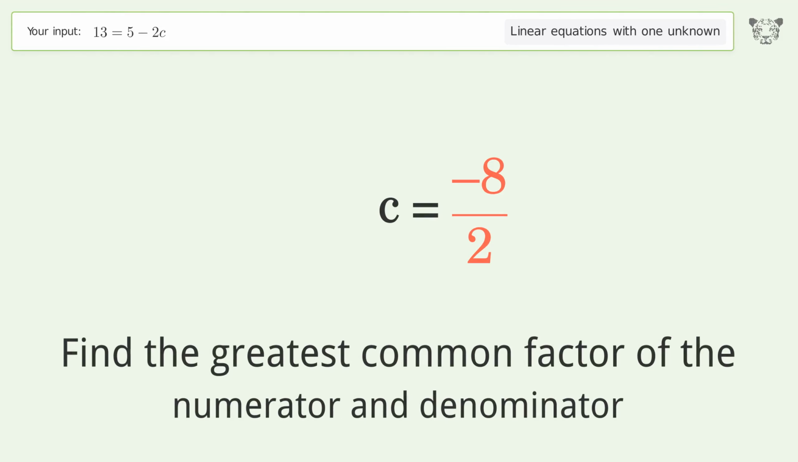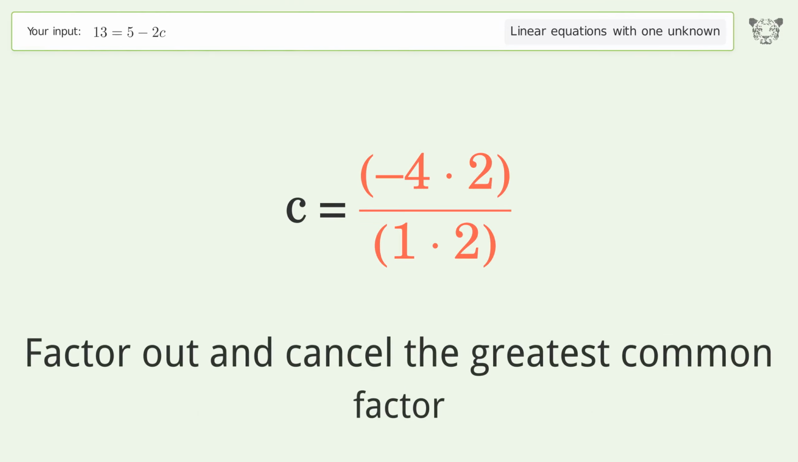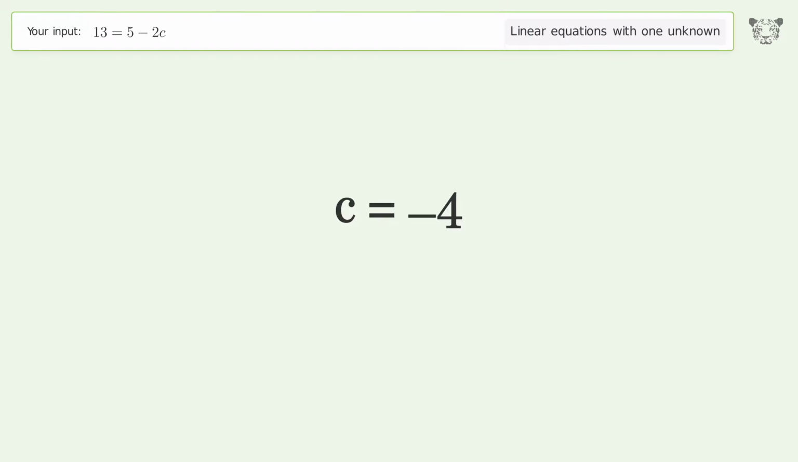Find the greatest common factor of the numerator and denominator. Factor out and cancel the greatest common factor. And so the final result is c equals -4.